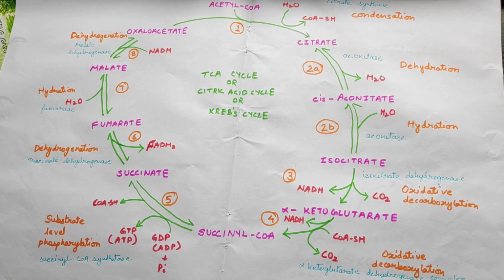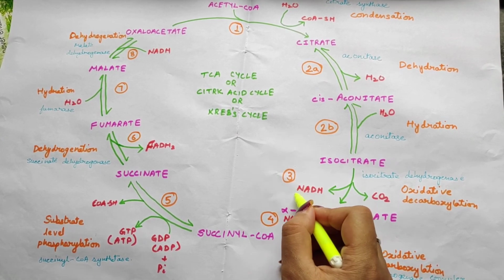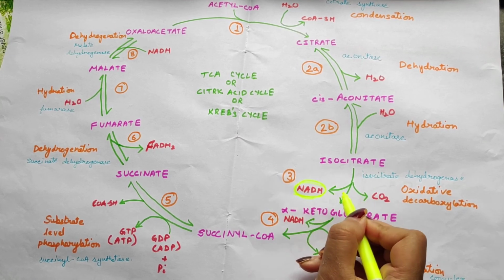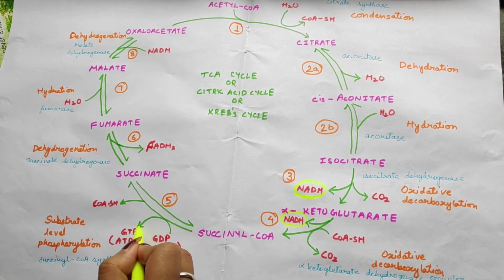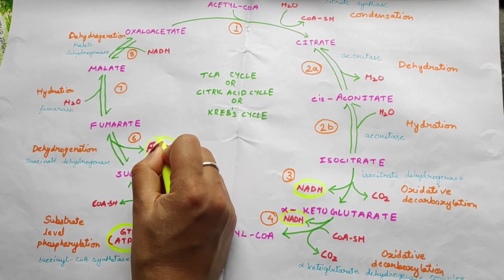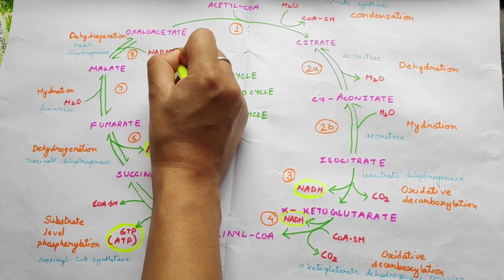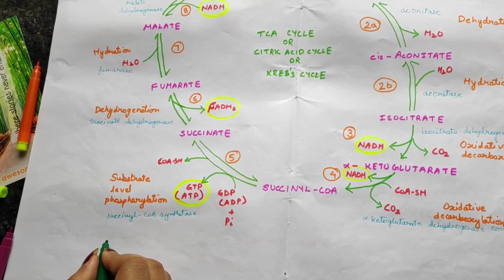So step 3, step 4 and step 8 are giving NADH, step 6 is giving FADH2 and step 5 is giving GTP. So I'm highlighting this part. Step 3 and step 4 each give a NADH, step 5 is giving either a GTP or an ATP, step 6 is giving 1 molecule of FADH2, and step 8 is giving 1 molecule of NADH. So this is the outcome of the TCA cycle. In total there are 8 steps.